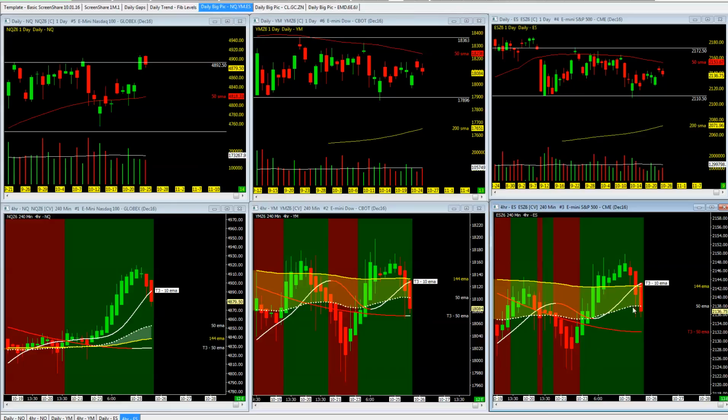51.44. I'm sorry. I was thinking the T310 here was the crossover. I thought that was the 50. No, 50 is still below the 144. So I have to go with the downtrend here, but in a pullback. But more momentum going to the downside on the YM and ES.